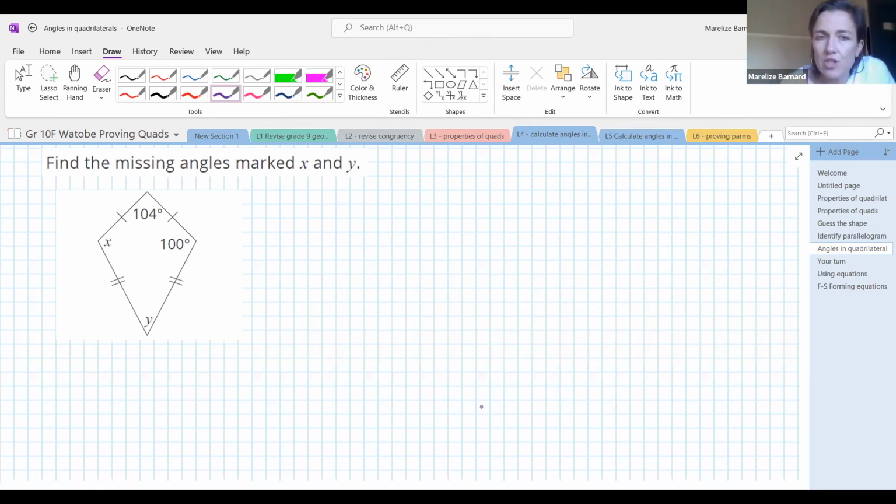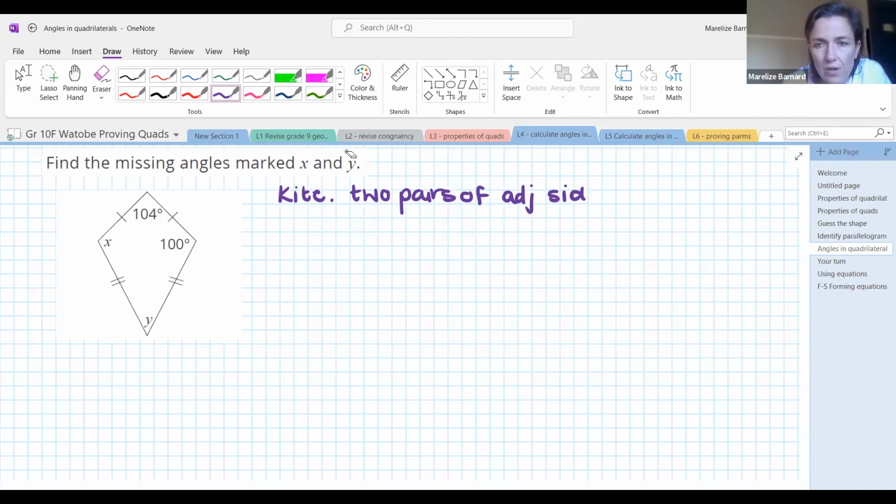Okay, don't put anything in the chat, just mark your work where you did it now. So kite, this is a kite. Why? Because 2 pairs of adjacent sides are equal. Then we're going to say X is 100 degrees. Your reason there is opposite angles of a kite.